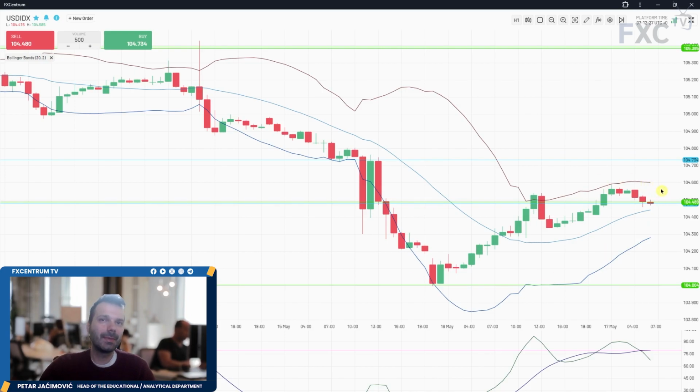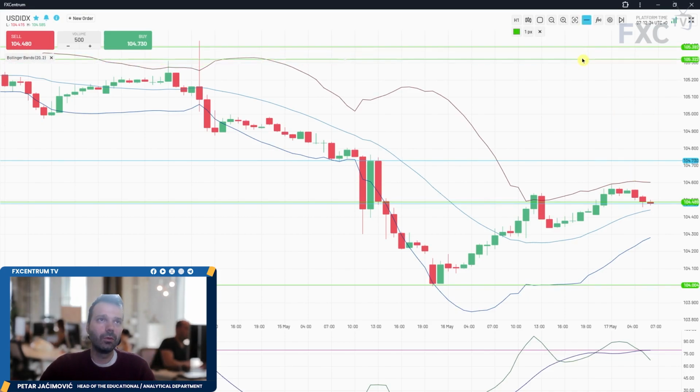So from my perspective, after some contraction, if the market can re-break this 104.60, there will be a chance for maybe even a full absorption and the market to go higher towards 105.30, 105.